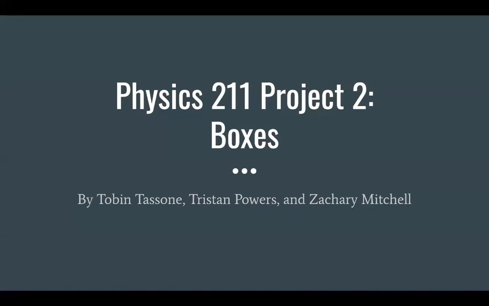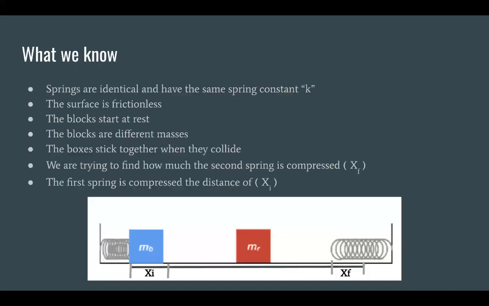Alrighty. This is our Physics 211 project number 2. I'm Zach. I'm Tobin. And I'm Tristan. We went ahead and chose problem number 2, the problem with the box and the springs. And then starting with what we know, we're going to explain how we solve this problem.